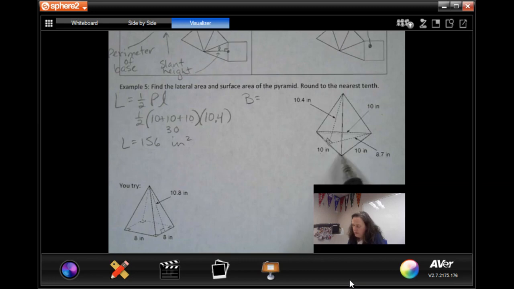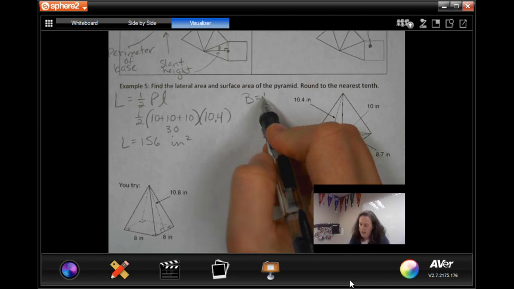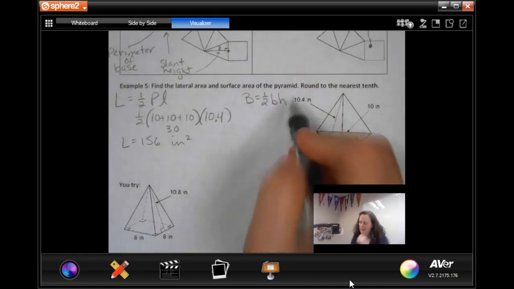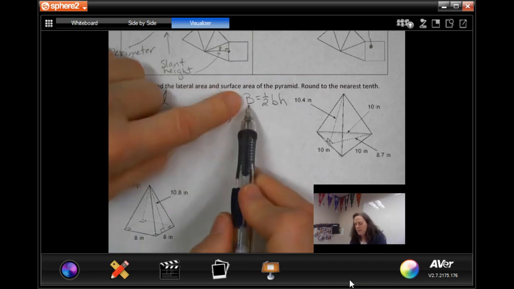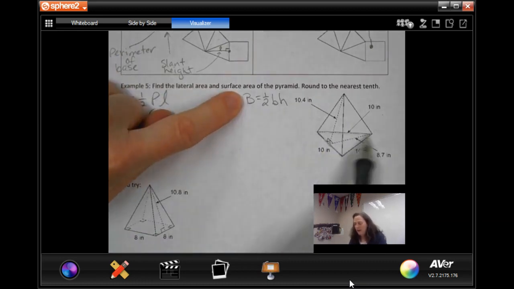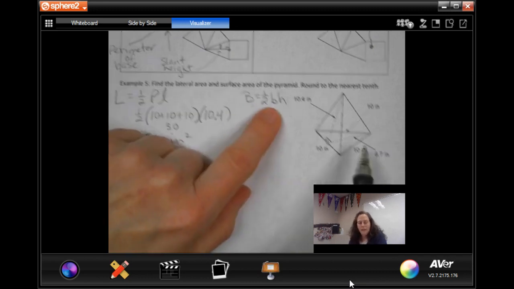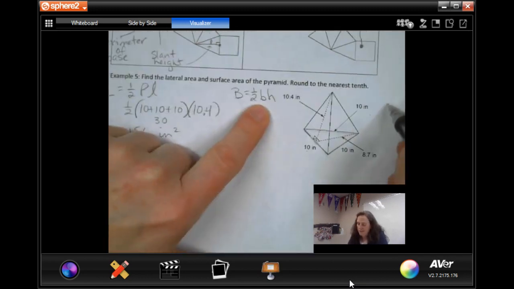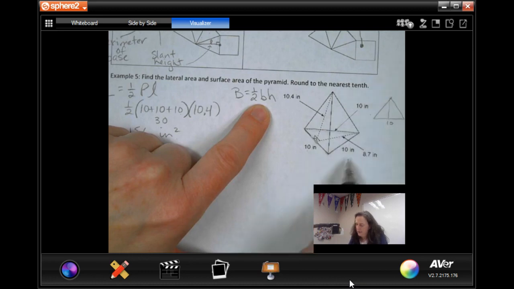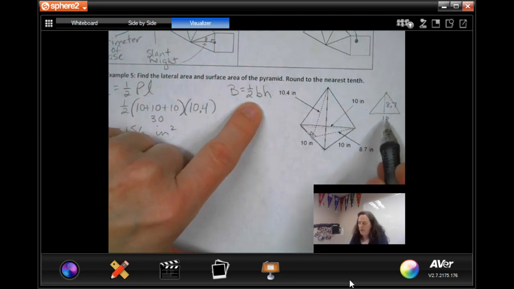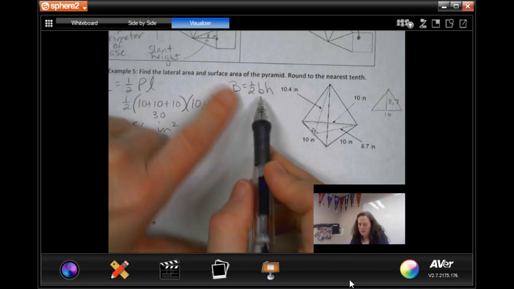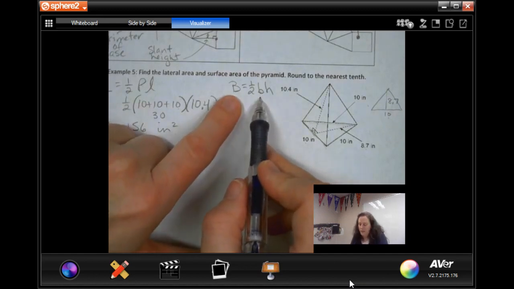Base equals, to find the area of this triangle that's our base, it's 1/2 little b times height. So don't get confused by that. The big B is a two-dimensional shape. It's that triangle at the bottom. The little b, we're just talking about if we were looking at that triangle. So I'm just going to draw the triangle from the bottom. Okay, and his base is 10, and then he has a height of 8.7. So the little b is just referring to the base of the triangle, the base of the base. So there are multiple b's here, but they mean different things.